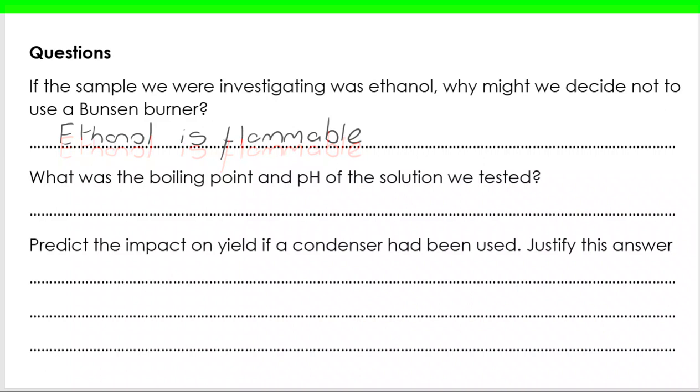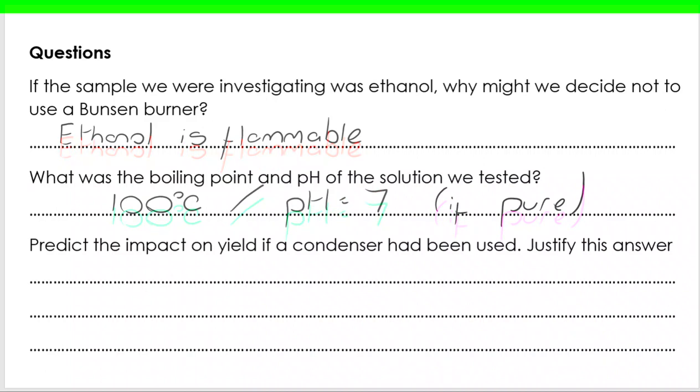What was the boiling point and the pH of the solution that we tested? So bear in mind we did salt water, we were collecting pure water. Let's go with what we would expect it to be if it were pure. And it's 100 degrees Celsius, and the pH we would expect to be 7.